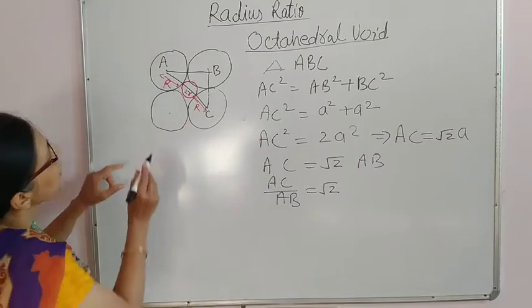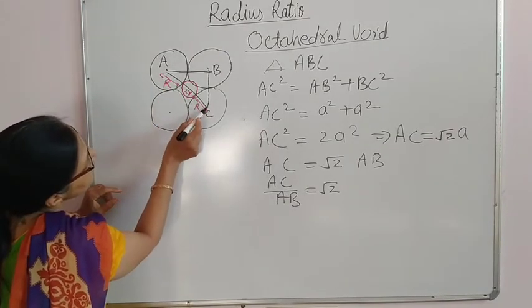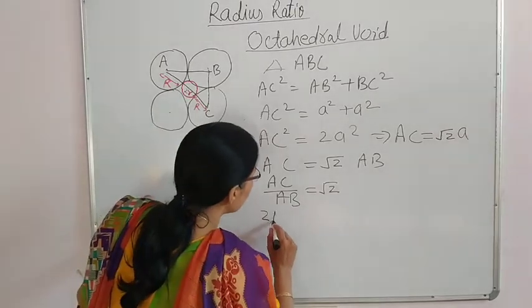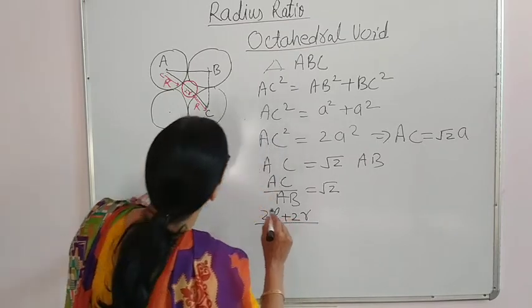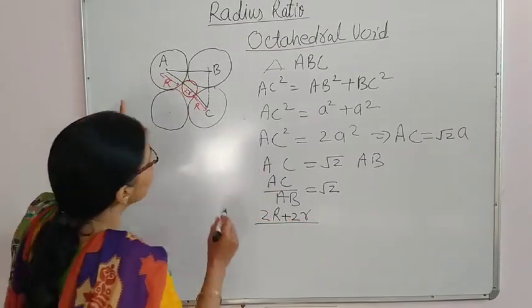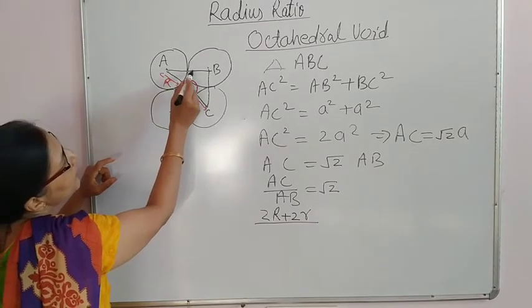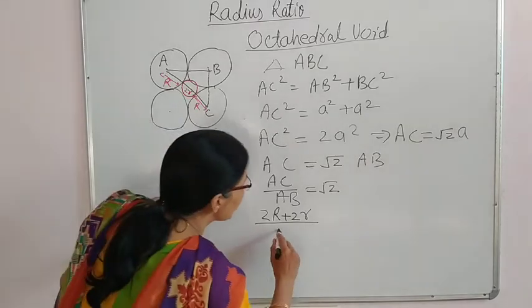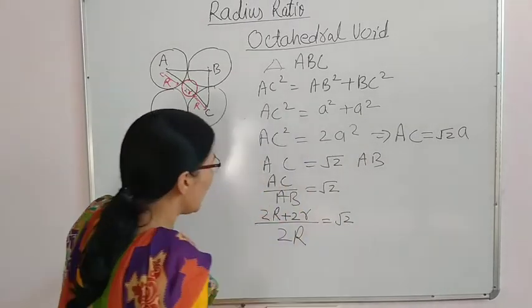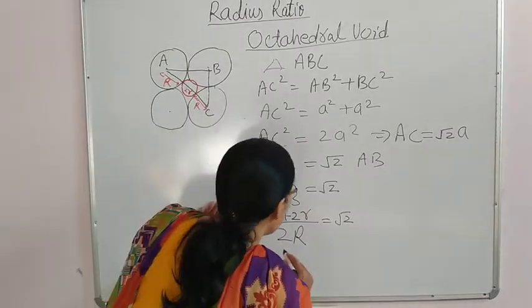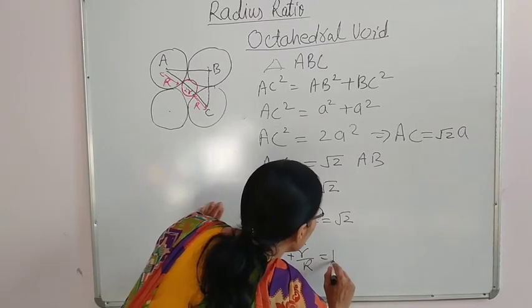According to the diagram, AC is equal to R plus 2r plus R. It means 2 capital R plus 2 small r divided by AB, which is the radius of atom A plus the radius of atom B, that is 2R, is equal to root 2. Now it will be solved. Then it will come as 1 plus r upon R is equal to root 2.